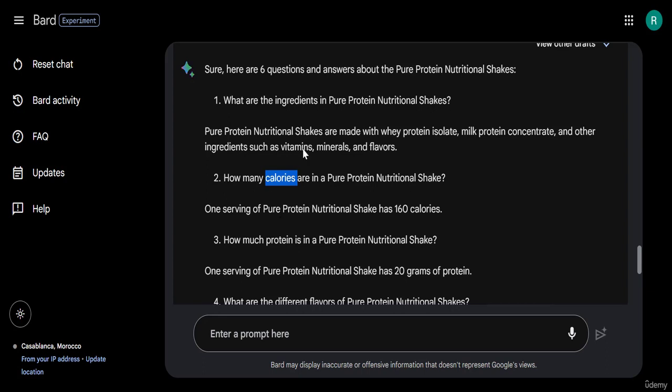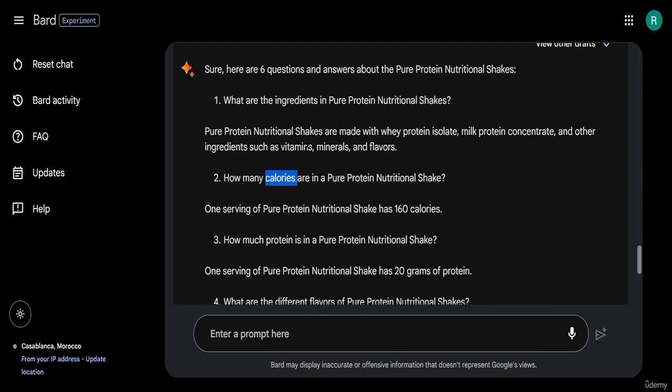They have so many questions. Like, for example, how many calories are in pure protein? This is a question that everybody is going to ask, especially people that go to the gym and lift weights. They're going to want to know the answer. What are the ingredients? They want to keep track of how many carbs they're taking, how much protein, how much fat.